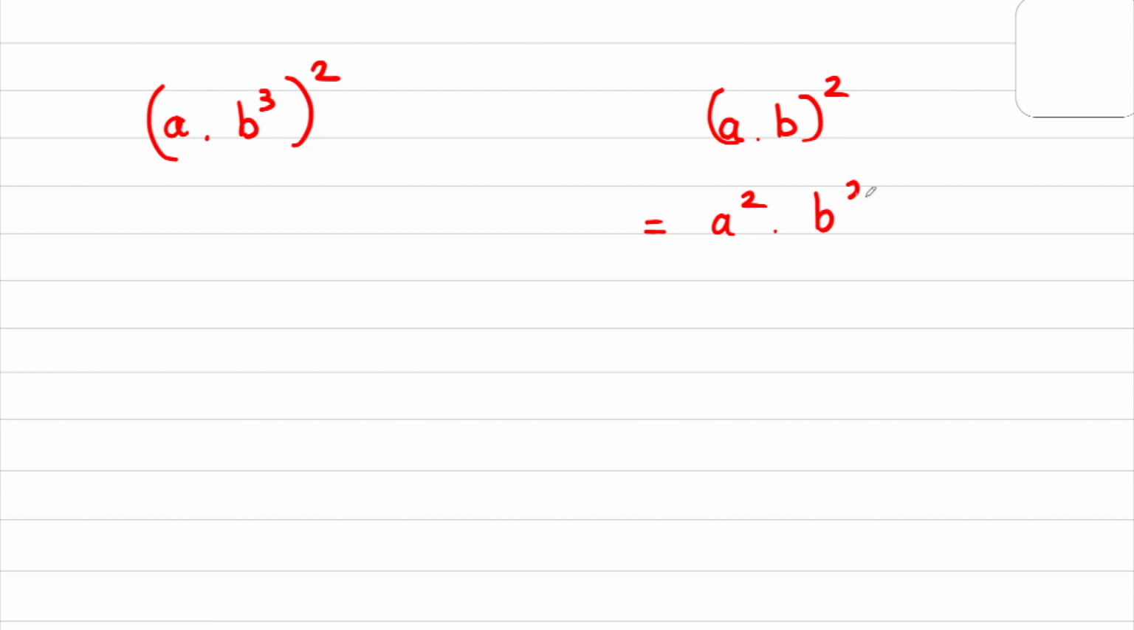But for this one, I think it's not easy anymore. How about A and BQ like this, and the outside will be square? So what is the difference between this expression and this one? Inside this bracket, you only have a single variable, A to the power of 1 and B to the power of 1. So this is very easy to understand, A square and B square.